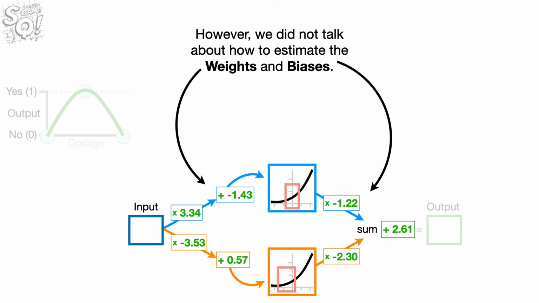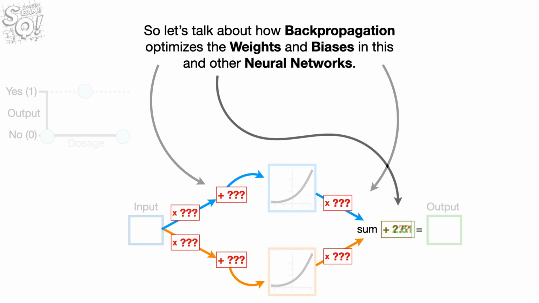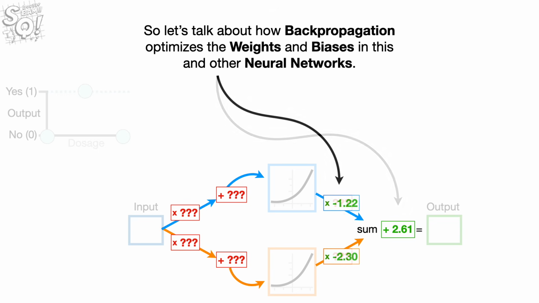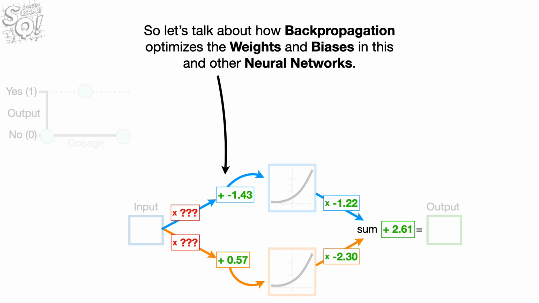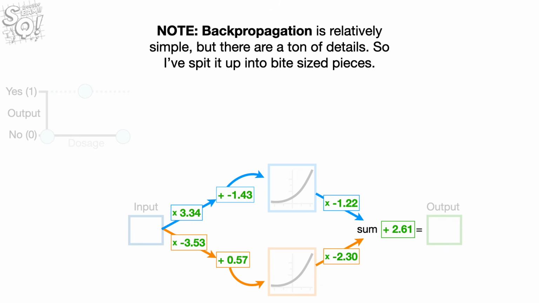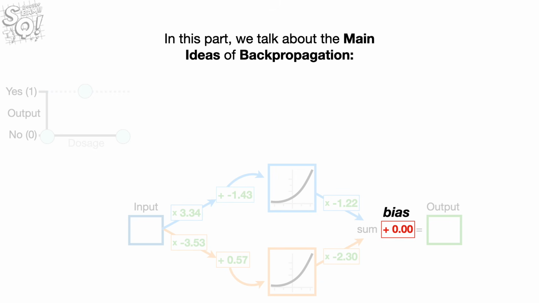However, we did not talk about how to estimate the weights and biases. So let's talk about how backpropagation optimizes the weights and biases in this and other neural networks. Note, backpropagation is relatively simple, but there are a ton of details, so I've split it up into bite-sized pieces. In this part, we talk about the main ideas of backpropagation.